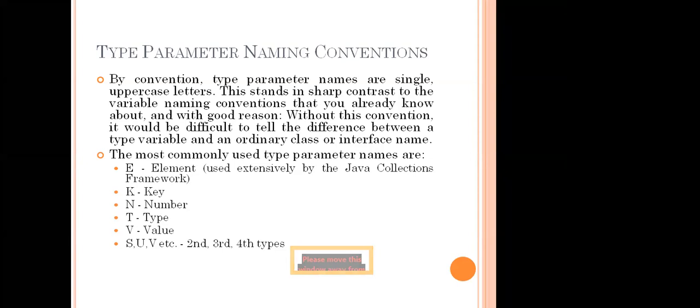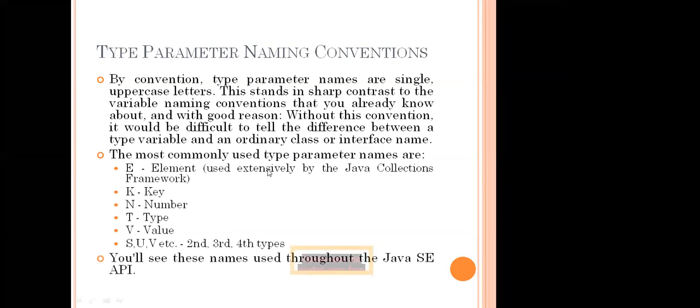In the previous Box class example also, in Box there is a diamond symbol, the angular braces. In between we use a T. That T means which data type we are going to use there. So we give the naming convention T. V is for Value. So in values we may use a second value, a third value, or a fourth type of value. Similarly, we use S, U, and so on. So these are the naming conventions.